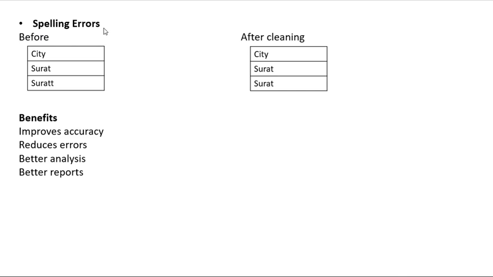And spelling errors. Before, in the cities, Surat appears twice, but one has a spelling mistake with a double t. After cleansing, the city names' spelling mistakes are corrected. The benefits are improved accuracy, reduced errors, better analysis, and better reports.